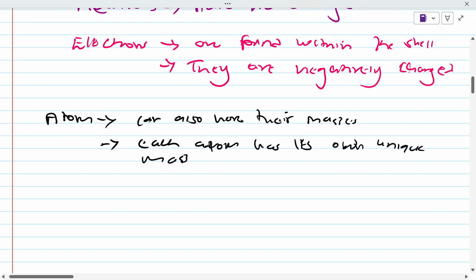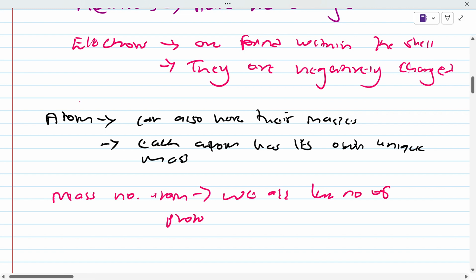And for us to get the mass number of an atom, we call it mass number, to get the mass number of an atom, we get a summation, or we add the number of protons and neutrons within the nucleus.